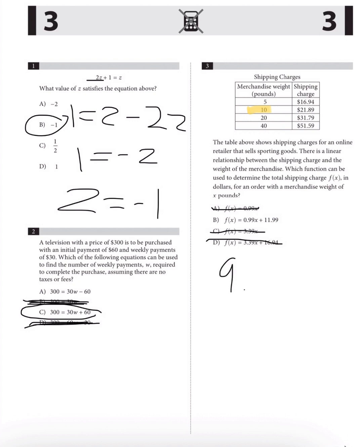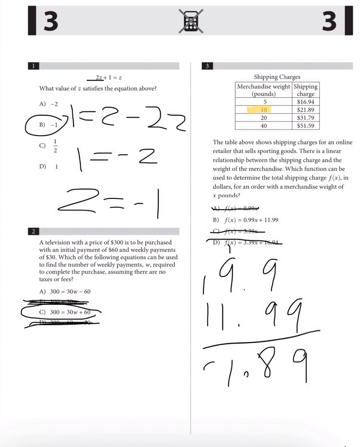So 9.9 plus 11.99, so that's 9, that's 8, carry the 1, 1, 2. So we do get the answer, so that is our answer.